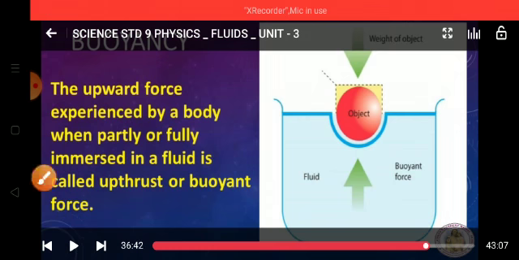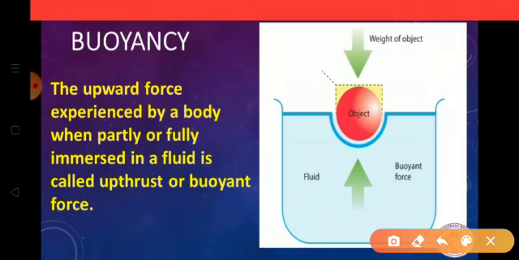So the upward force experienced by a body when partially or fully immersed in a fluid is called upthrust or buoyancy. The object will float in that particular liquid. So what is the reason? The pressure difference causes a force on the object and pushes it upwards. That is known as buoyancy. This force is the buoyant force, and this phenomenon is called buoyancy.